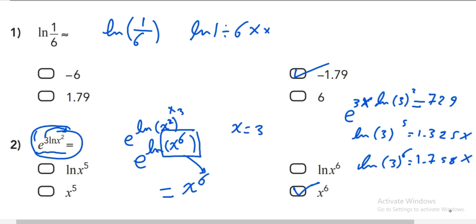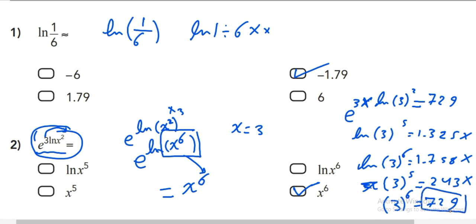If we put 3 in the third choice, it will be 3 to the power of 5 equal to 143. It's not the same answer. The last one, 3 to the power of 6 equal 729. It's the same value as if we put the value in the question. So this choice is the correct answer, as we got from simplifying.